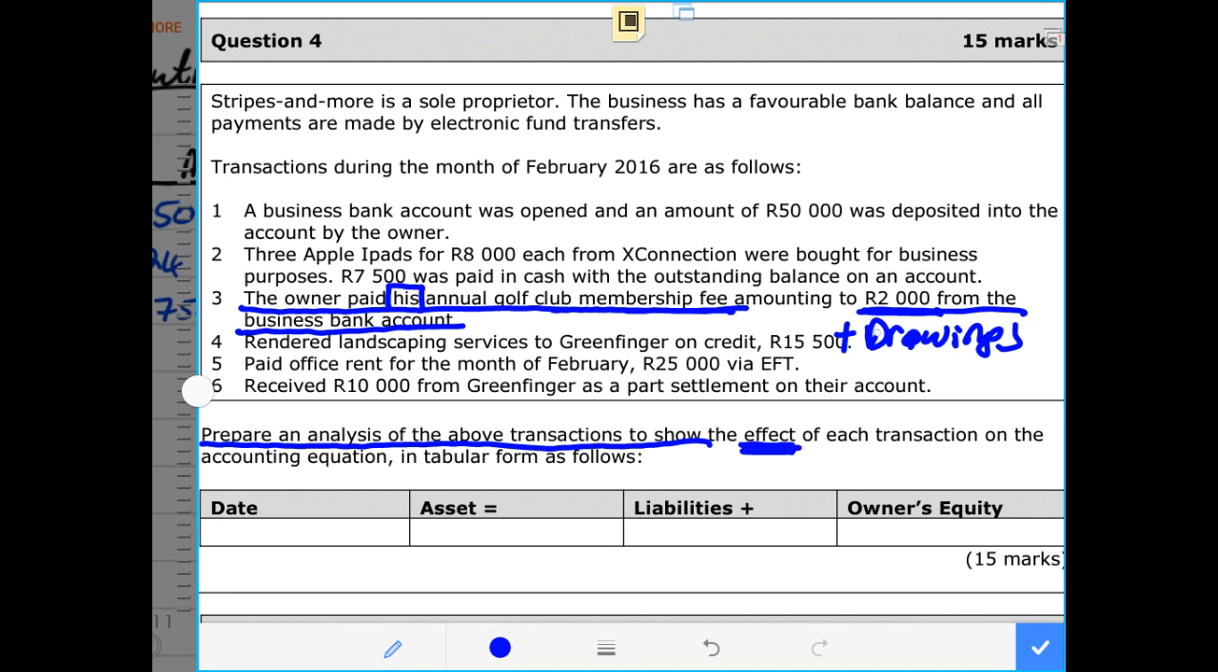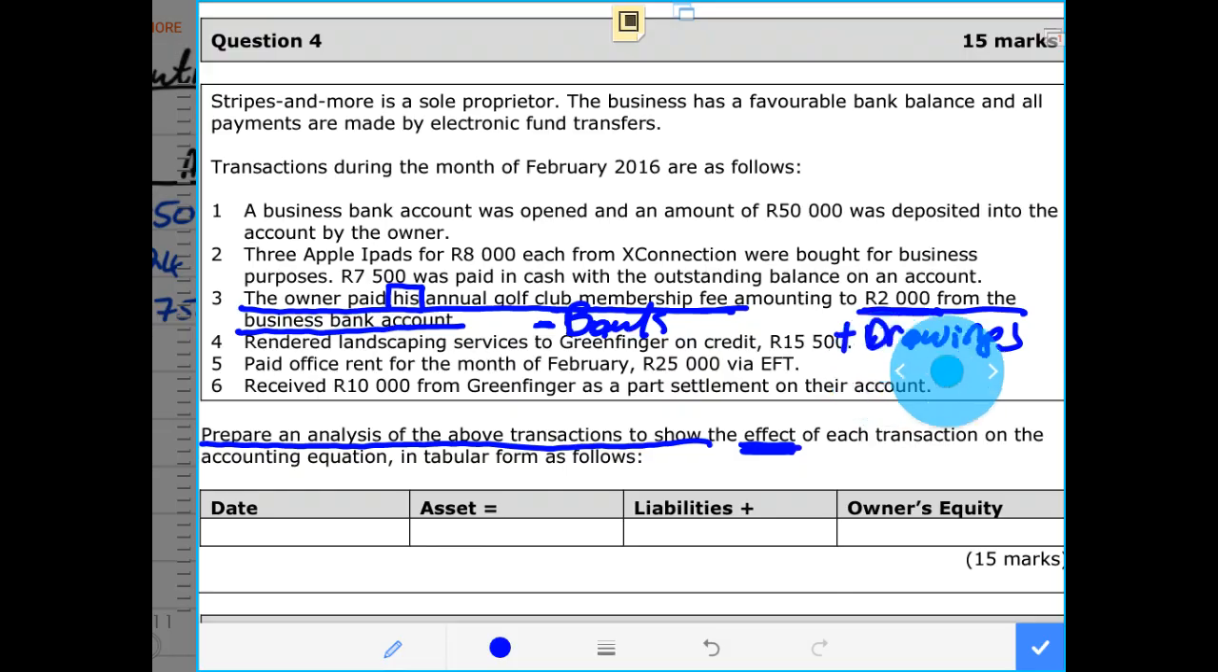So now, although drawings are increasing, drawings are reducing the owner's equity. Because the owner took money out of the business, the bank will have to decrease, because the bank decreases whenever money goes out of the business. And in this case, money went out because the owner took money for personal use, in part payment of his own personal golf club.